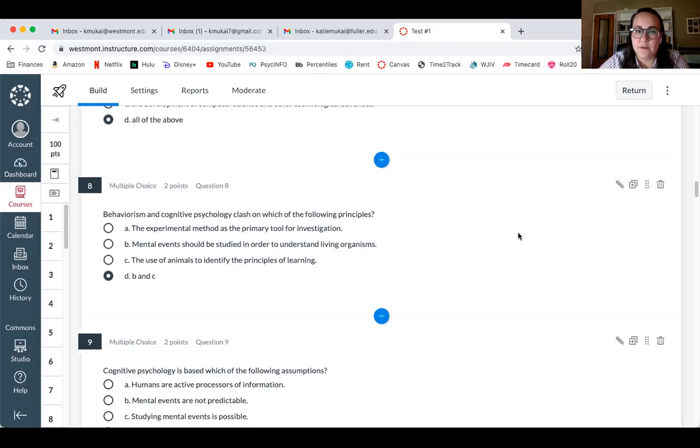Whereas behaviorism said, well, mental events aren't a thing. We can't study them. They don't exist. It's, again, all about behavioral responses to stimuli in the environment.